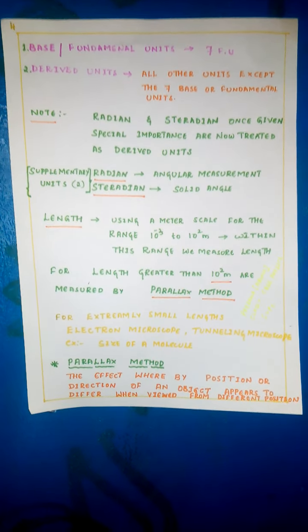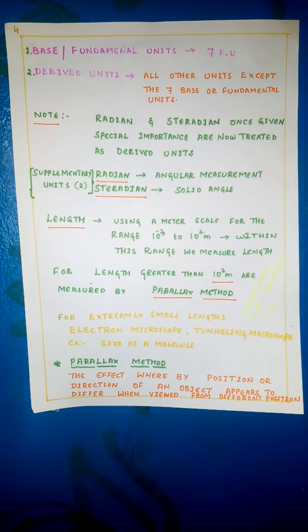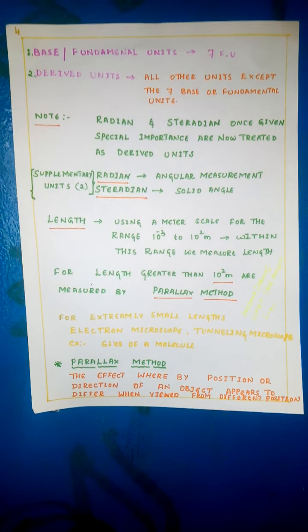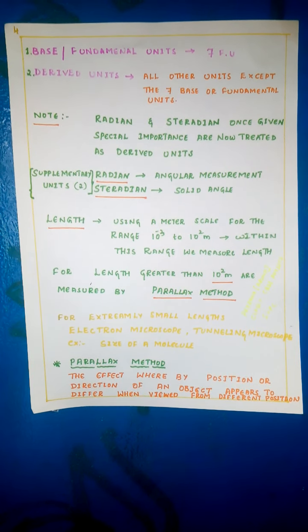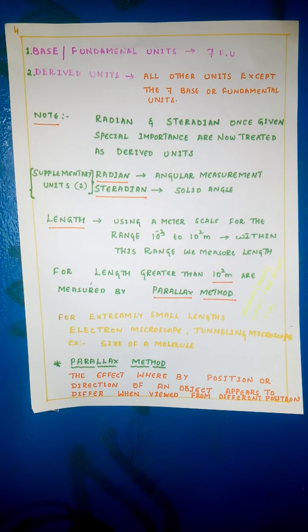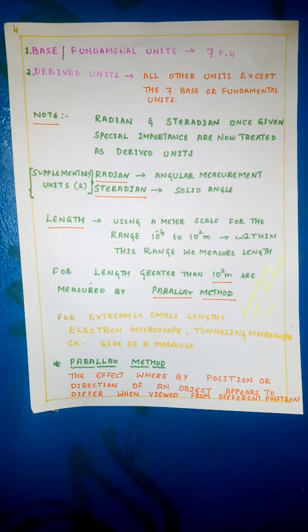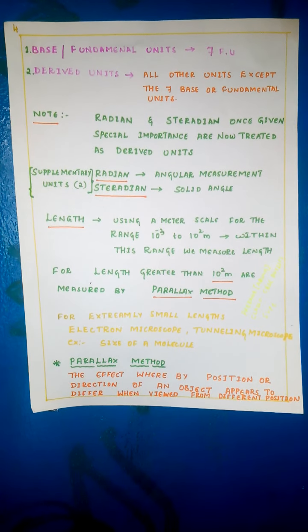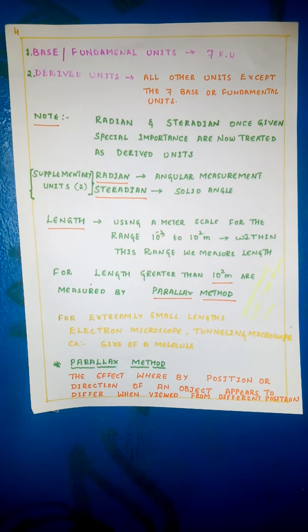Coming to length, the definition of length using a meter scale. For small measurements of length, we use a meter scale for the range 10 to the power of minus 3 to 10 to the power of 2 meter. 10 to the power of minus 3 means very small, 0.001 meter, to 10 to the power of 2 meter, which is 1 followed by 3 zeros, that is 1 kilometer, right? In this range we use the meter scale for length measurement.